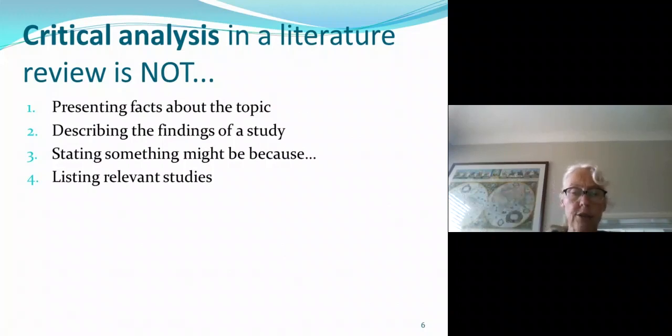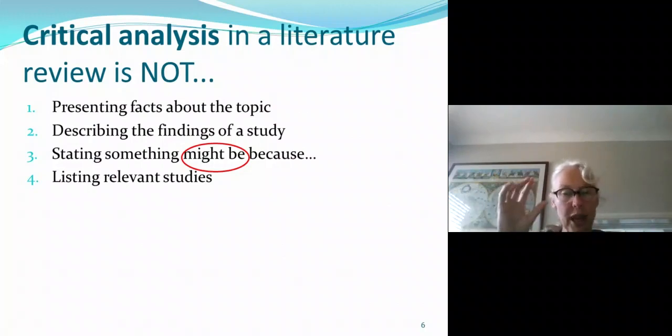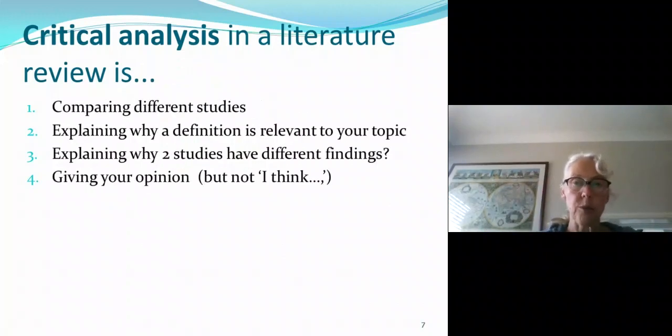Now, something here, stating something might be because. We want to try to interpret materials, but I would avoid using words like might and may. It just sounds very speculative. I would do things like saying Brown 2016 suggests that this is happening. So you avoid that kind of speculation. You put in the reference and you make that point clearly. And then just listing relevant studies. Again, sometimes you just get students listing studies, but not organising them and sorting them in some useful way. So what critical analysis might be is things like comparing different studies.